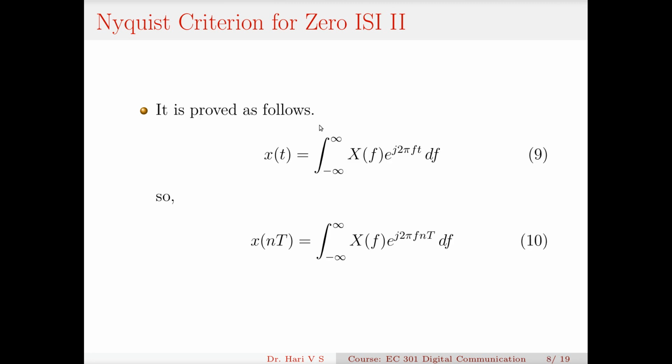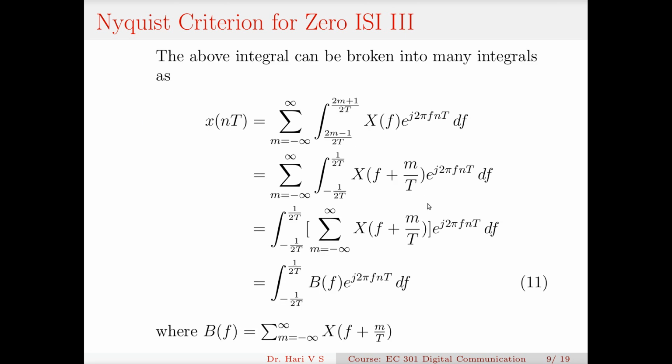It is proved as follows. It is a very simple proof. x(t) is nothing but the inverse Fourier transform of X(f), that is, the integral from minus infinity to infinity of X(f) e raised to j2 pi ft df. I take samples of this x(t), which I know is a delta function for zero ISI. So x(nT) is the integral from minus infinity to infinity of X(f) e raised to j2 pi f nT df. The only thing is I replace this small t by n capital T.